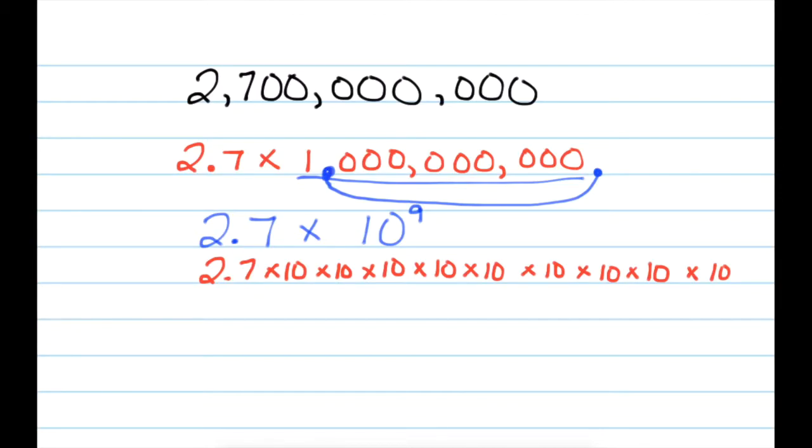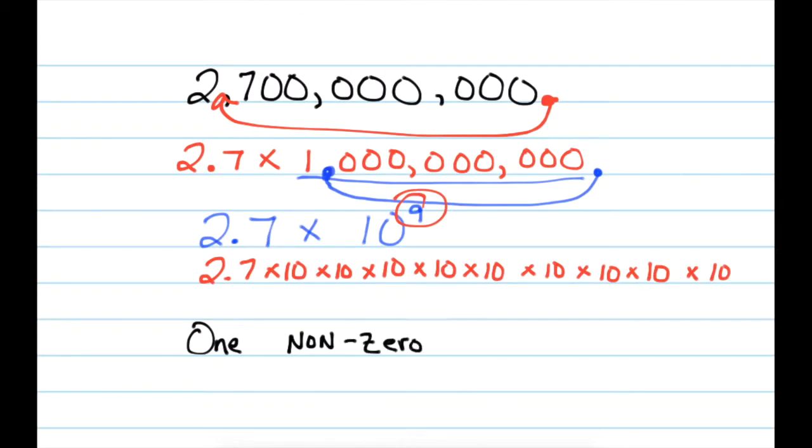Now I want you to notice something else. That 9 that we have right there is the same as the number of spaces from here over to here. Now our rule in scientific notation is that we can have one non-zero digit left of the decimal in order for it to be in proper scientific notation.